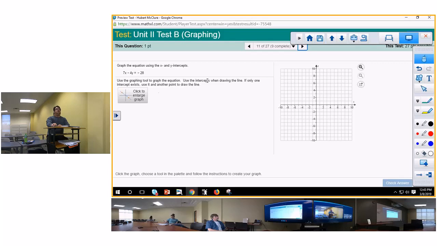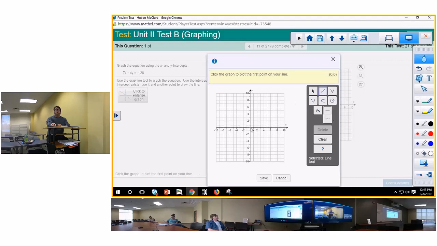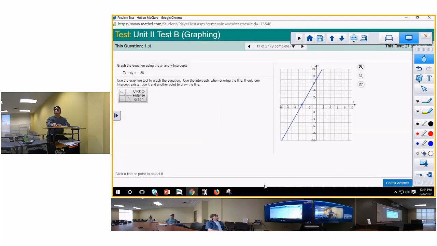If you plug in 0 for x to get the y-intercept, what are you going to get? 7. So 7 is the y-intercept. Now, what if you plug in 0 for y? Just cover up the term. What do you get? Negative what? 4? And the only reason I'm doing those shortcut style is because I put several of them on there.